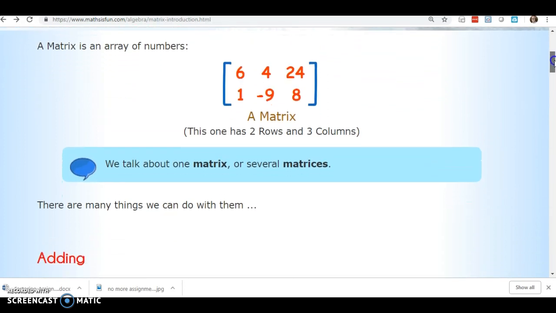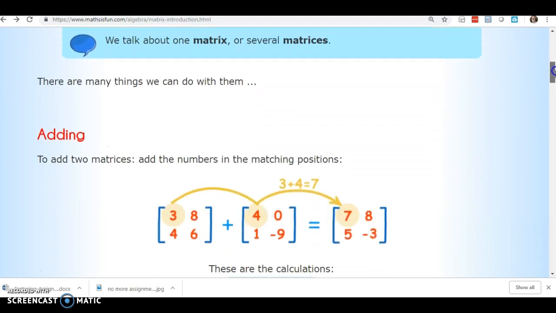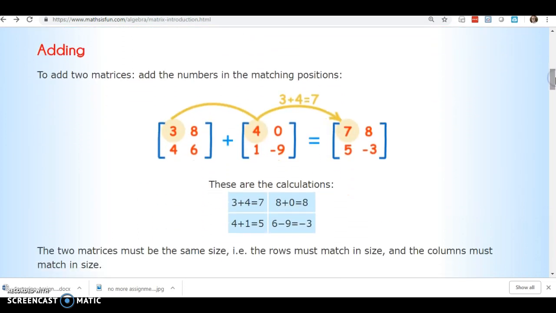Okay, so we talked about what a matrix is and how to turn it into an augmented matrix. Now we're going to talk about adding matrices. This is super duper easy. All you have to do is keep everything lined up. So you want to take row 1 column 1 plus row 1 column 1 to give you the new row 1 column 1. Just go through, keep everything in the same place. So 4 plus 1 is 5. 6 minus 9 is negative 3, and so on.